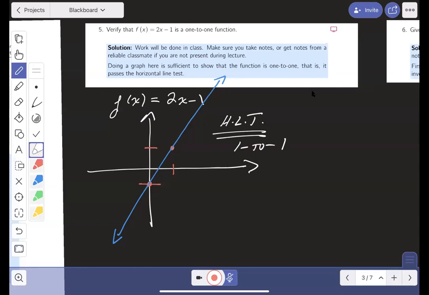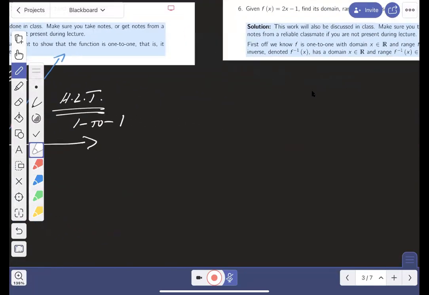I say this a lot in the notes, but I'll be honest with you, it's really tough to find someone you can rely upon. And the best person to rely upon is yourself. Be prepared, all right? Doing a graph here is sufficient to show the function is one-to-one. That is, it passes the horizontal line test. I feel pretty good about that. Let's go to the next question.